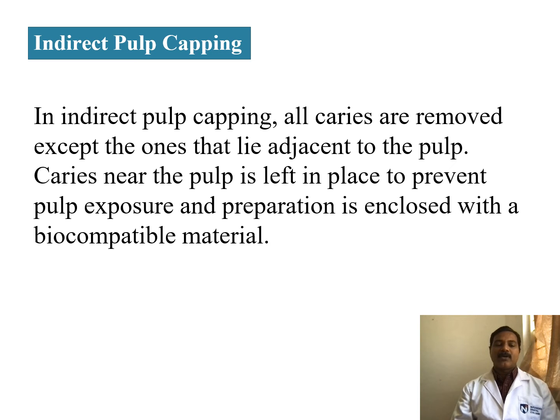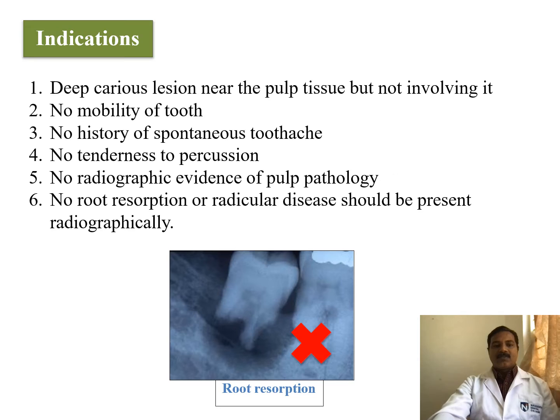commonly used biocompatible materials for pulp capping. You can place any one of the materials over the exposed site in direct pulp capping, or in indirect pulp capping you just place the material to help in reparative dentin formation. There are certain indications for indirect pulp capping. When you plan for indirect pulp capping, you have to see that the deep carious lesion is near the pulp but not involving the pulp. And second, there should not be mobility of the tooth.